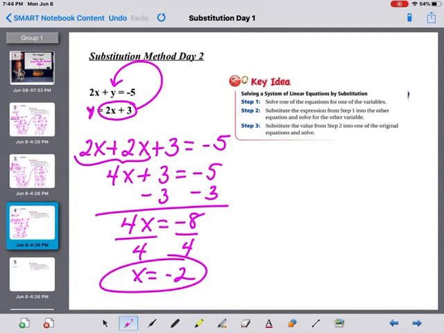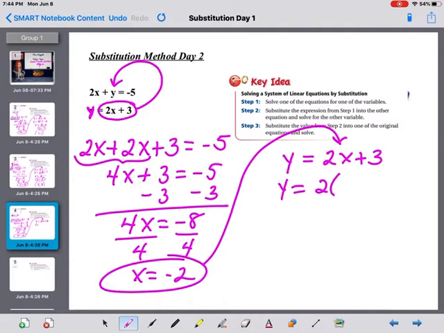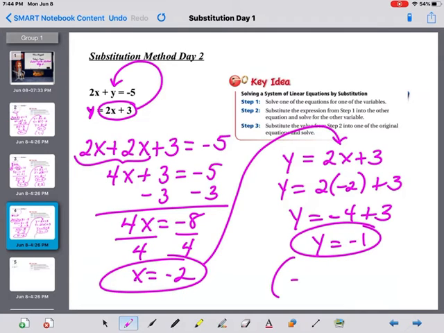So we get x is equal to negative 2. I now need to solve for y, so it's just easier to use that equation on the bottom that has the y by itself already. I'm going to substitute in negative 2 for x. So we have 2 times negative 2 plus 3. And y works out to be negative 1. So my solution for this problem is negative 2, negative 1.